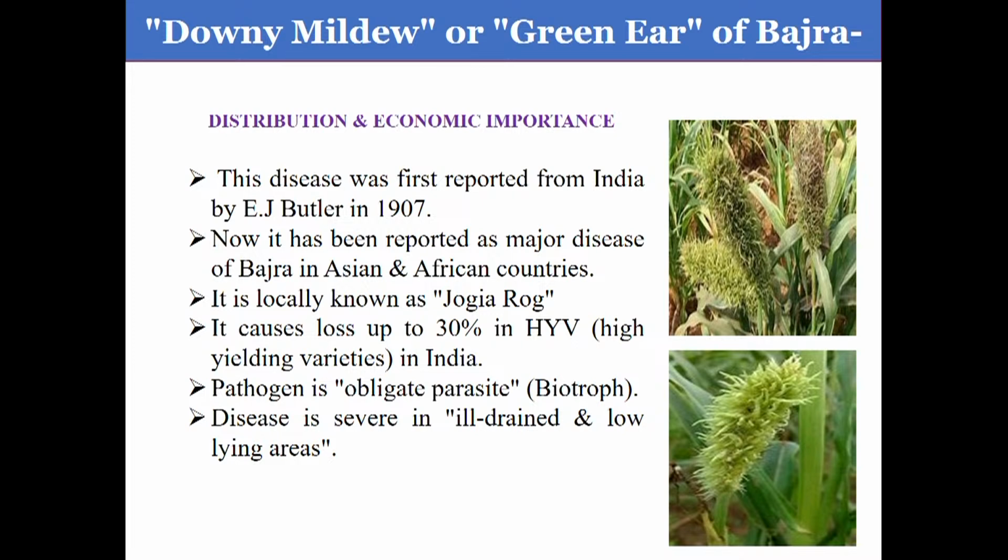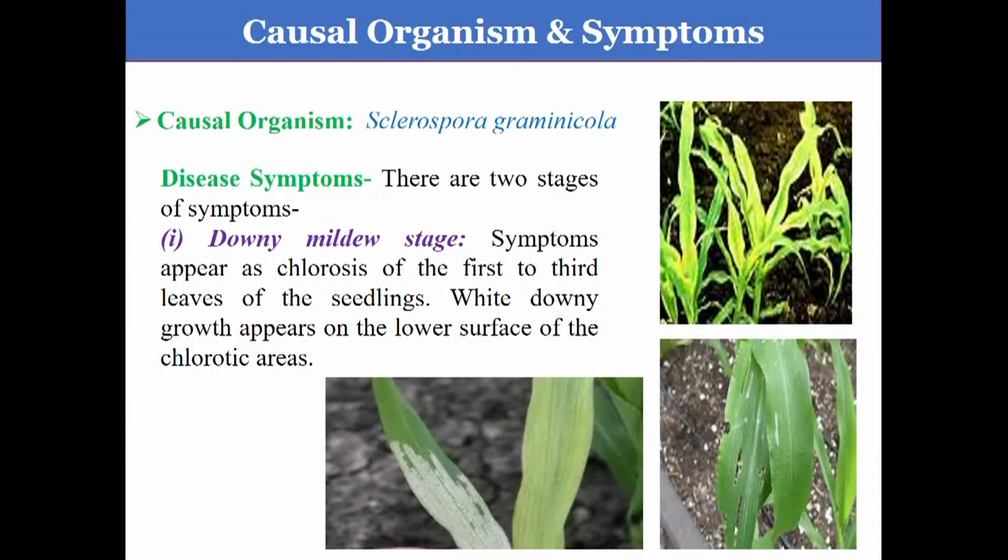It is locally known as Jogia Rog in Hindi, and it causes loss up to 30% in high yielding varieties in India. The pathogen is an obligate parasite, a kind of biotroph, and the disease is severe in ill-drained or low-lying areas where drainage facility is very poor. The causal organism of this disease is Sclerospora graminicola.